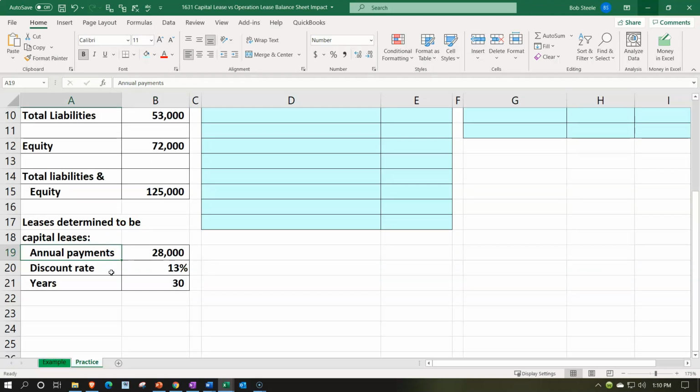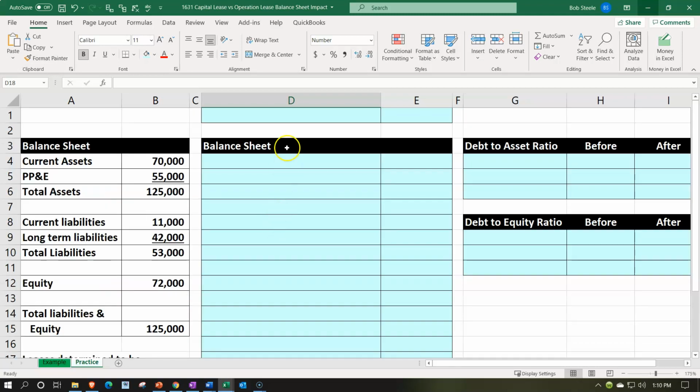Then we have the leases that are determined to be capital leases, which are not on the balance sheet at this point in time, and which we may have to include. That is going to be the $28,000 annual payments, discount rate of 13%, years at 30 years. So if we were to record this as a capital lease, then we would have to take those annual payments and think about what the present value of those payments are, and record the asset and the related liability as if we basically purchased and financed this piece of equipment.